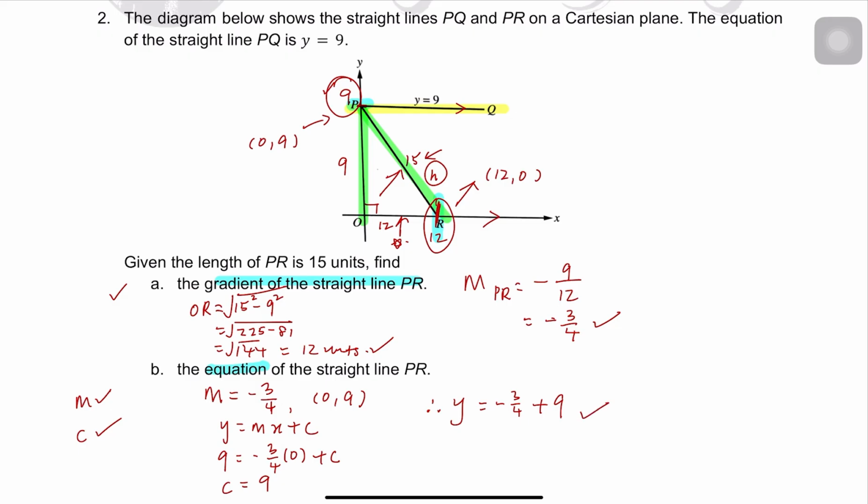Right? If this question is a 1-mark question, you are not required to perform this working, because you know that your c value represents your y-intercept, which is here already, right? So if this is a 1-mark question, the question will ask you to state the equation, and you can just state your c value, then proceed by giving your final equation as the answer.